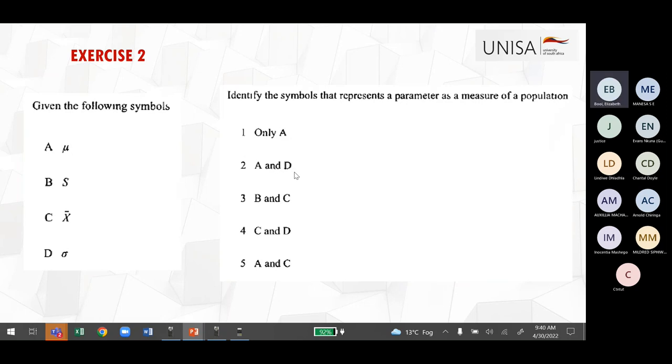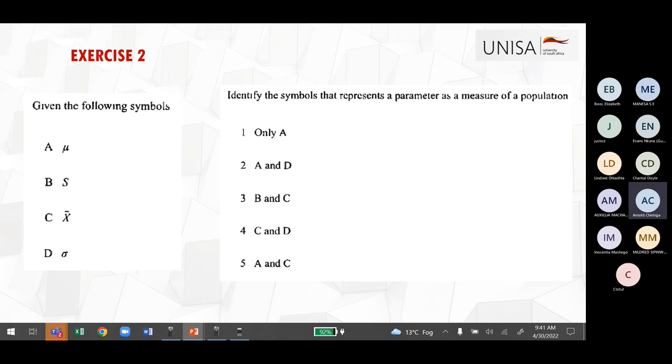Given the following symbols, identify the symbol that represents a parameter as a measure of a population. We have number A, number B, number C, and number D. We have the mean, the standard deviation, the mean, the standard deviation. So which one, A, B, C, or D, represents a parameter, a measure of a population? Which symbol?